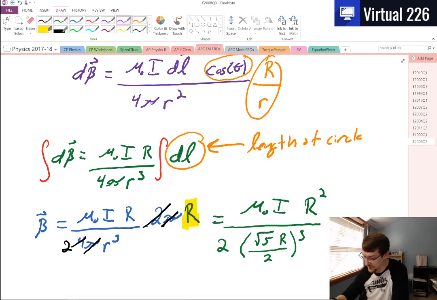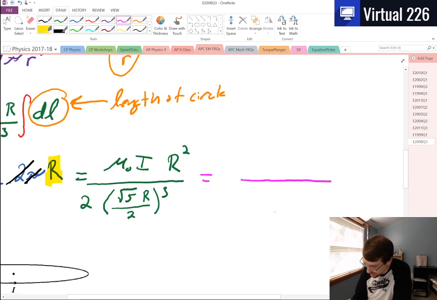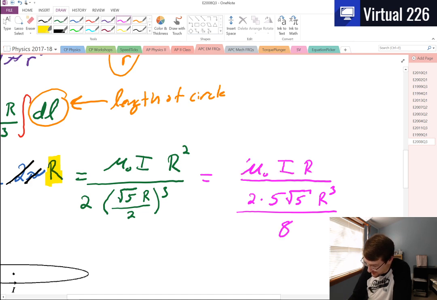And honestly, I would stop there, but if you insist, let's just work out what this denominator is going to equal first. Our denominator is going to equal 2 times root 5 times root 5, which is 5 times root 5, so it's going to be 5 root 5 R cubed over 2, 4, 8. And that's going to equal mu naught I R squared. Oof.